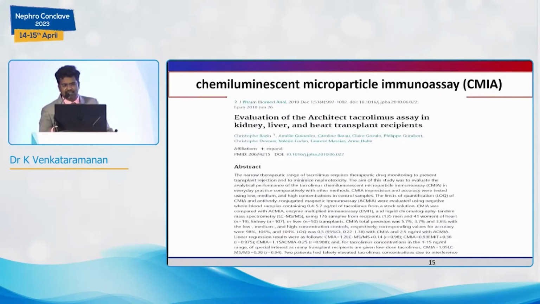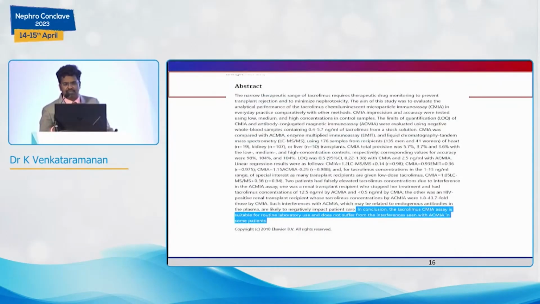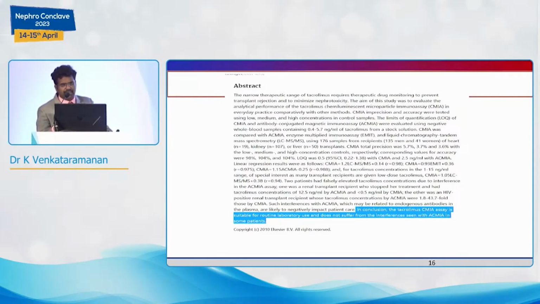So this is the study from 2010. In the evaluation, they clearly concluded that the tacrolimus CMIA assay is suitable for routine laboratory use and does not suffer from the interference seen with the ACMIA method in some patients. So there won't be any interference from the tacrolimus metabolite. That is the advantage of the CMIA method, as with the LCMS method.